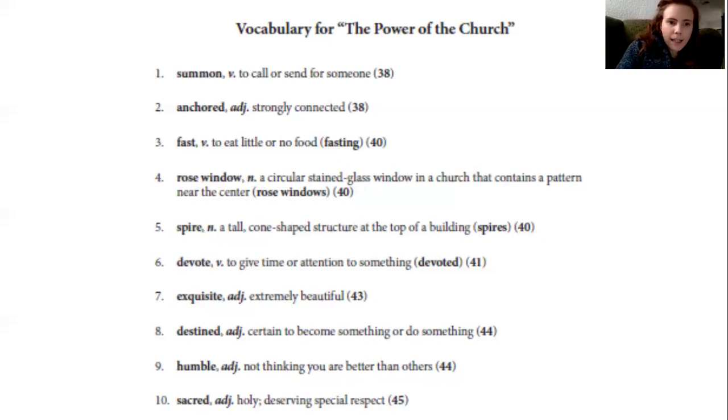All right, number 8 is destined, which is a describing word. Destined means certain to become something or do something.